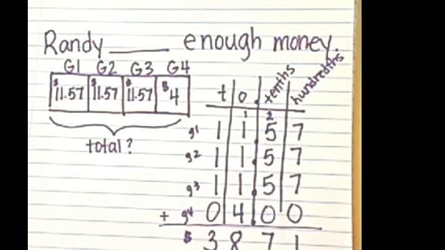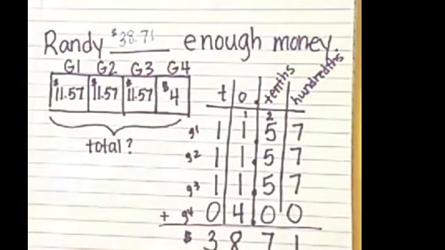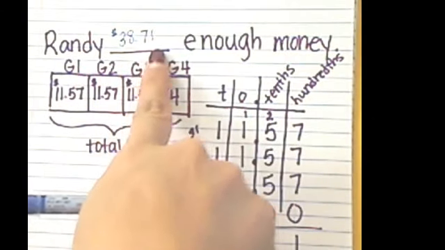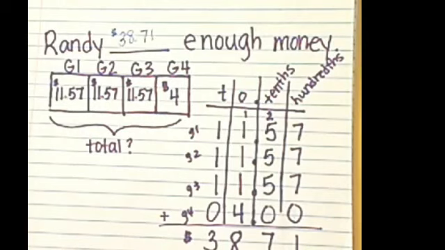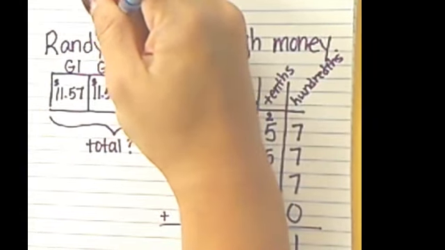Is that the answer? If we were to take $38.71, would this make sense at all? Randy, $38.71, enough money. Does it make sense? Say that to yourself. So if somebody were to tell you about Randy, $38.71, does that make any sense to you? No, because it doesn't. So that means we're not done with our work.